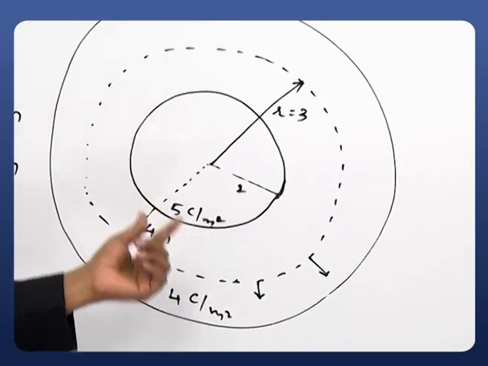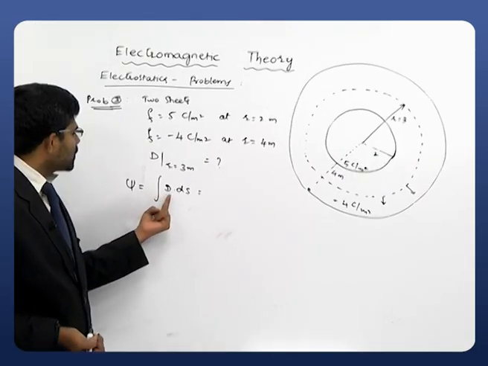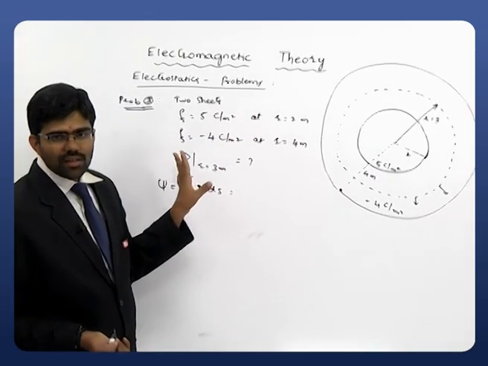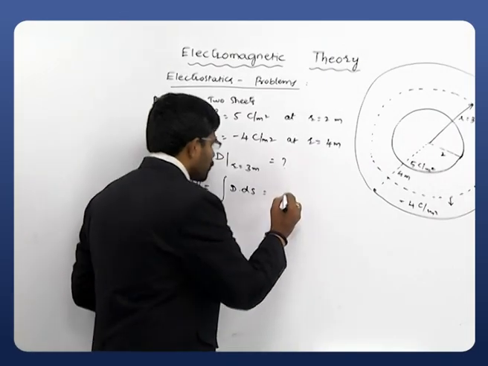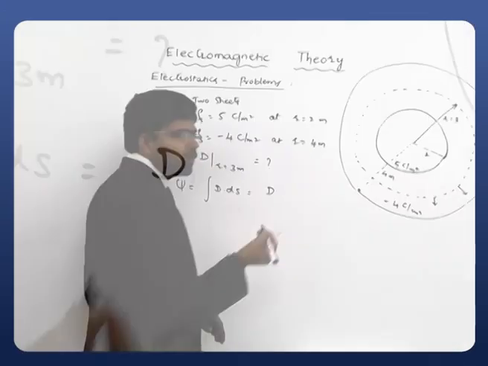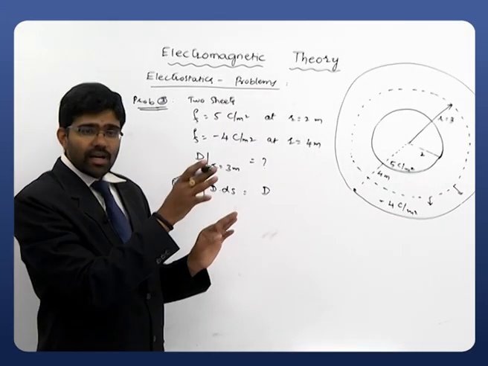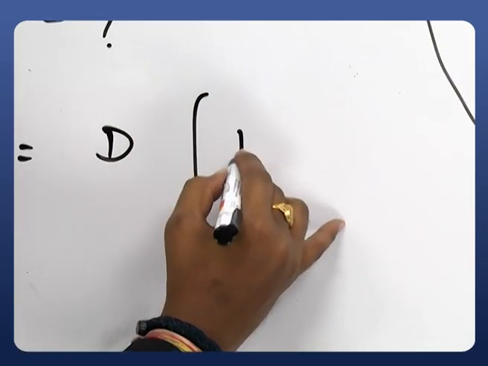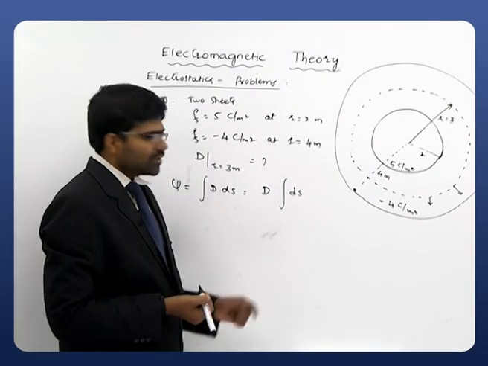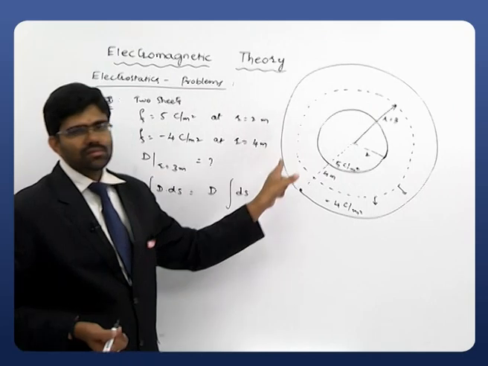So, here what we have to do is calculate the total flux leaving through that Gaussian surface. Therefore, this D is uniformly distributed on that Gaussian surface. So, the surface integral of D dS, since it is uniformly distributed, don't bother about directions for some time, as we know that it is radially outwards, just leave it. So, D integral dS. This integral dS will give us the total surface area of the Gaussian surface.